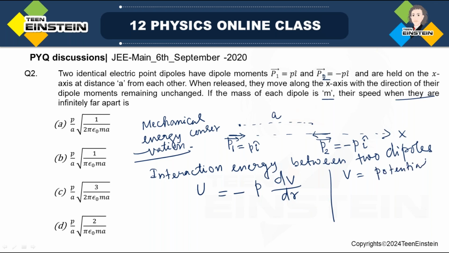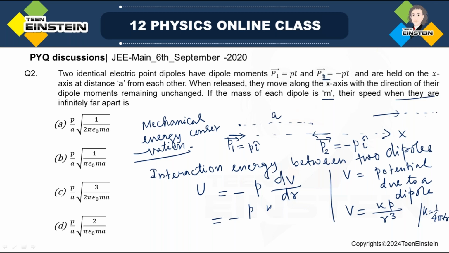Here V is the potential due to a dipole. And we know that the potential due to a dipole at an axial point at distance R is Kp by R square, where K is 1 by 4 pi epsilon naught, the constant here. If we put it here, I have p, and here Kp by R square, and I have to take the derivative with respect to R. Then what do we get?